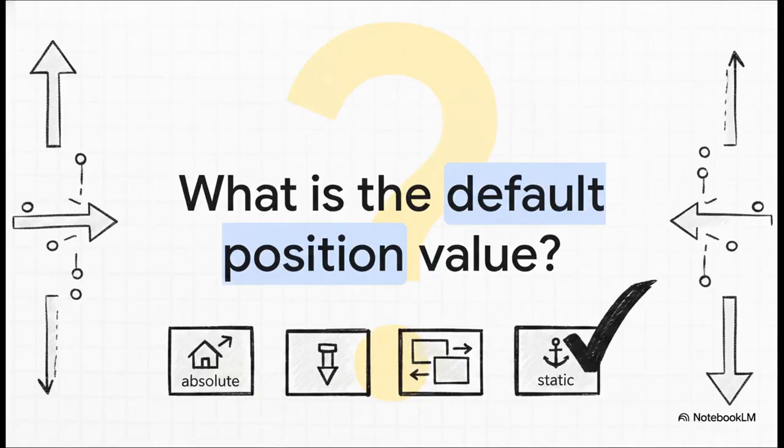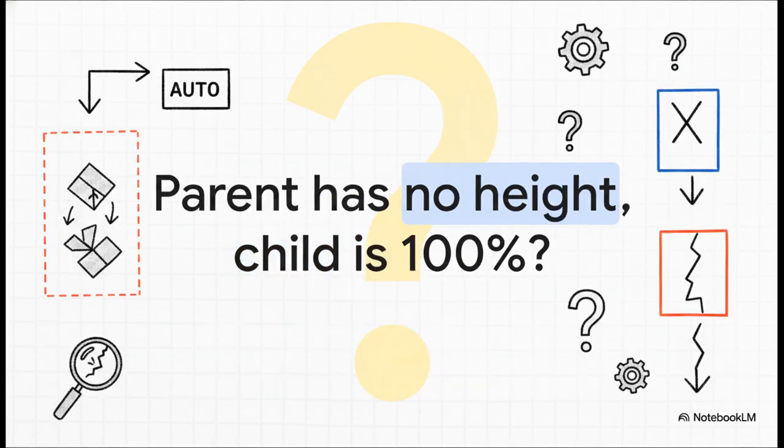Here's your first rapid-fire challenge. Think back to our chat about layout flow just a second ago. Out of all those complex ways we can position an element, what is the default position value right out of the box? Is it absolute, fixed, relative, or static? The answer is static.